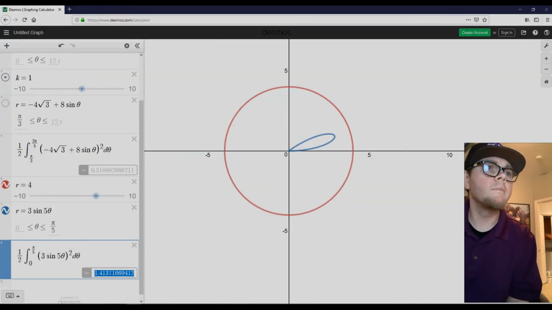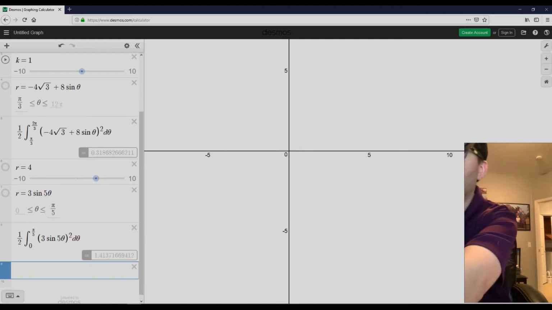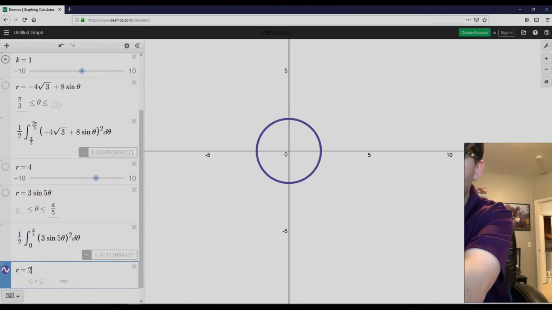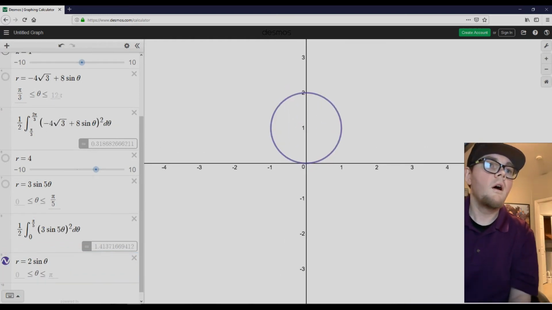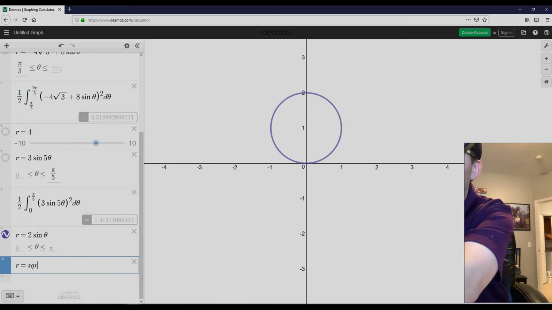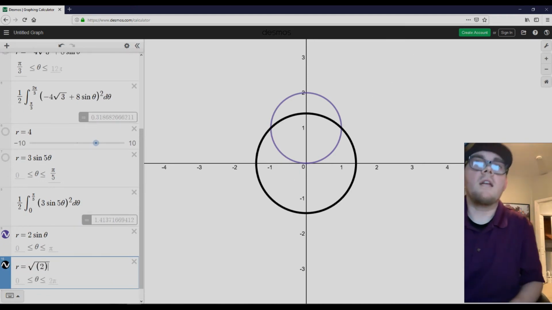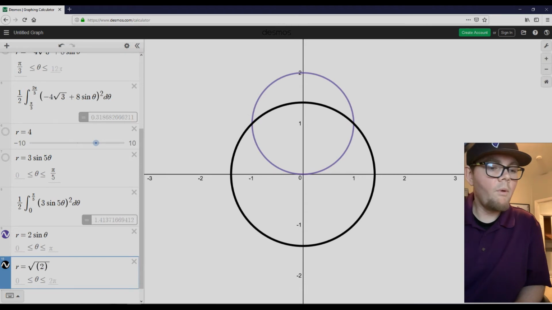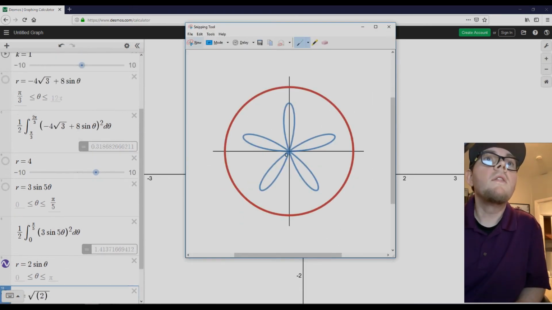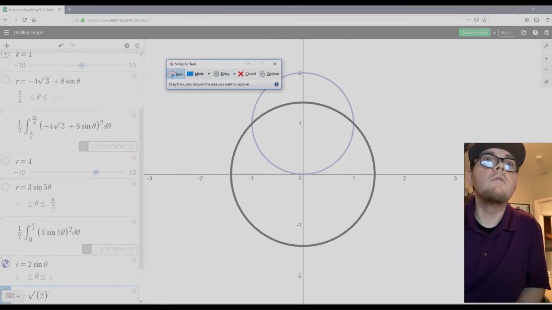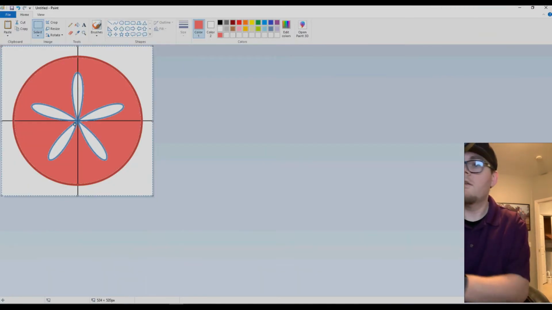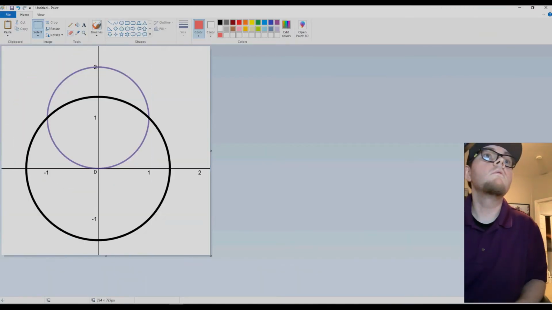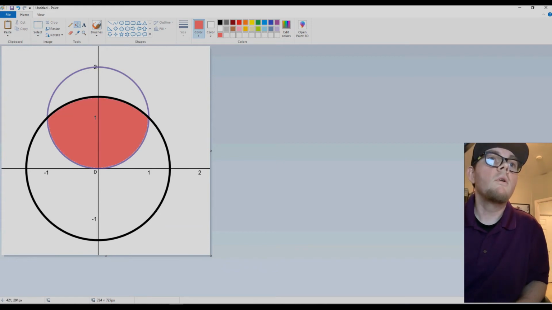We want r equals 2 sine of theta. So there's our first circle. Wow, isn't it lovely? Our second one will be r equals square root of 2. So there's our second circle. What it says here is we want the area of the common interior. And once again, I think probably the best thing for us to do is to use good old MS Paint and visualize what it is we're looking for here. We want the common interior.